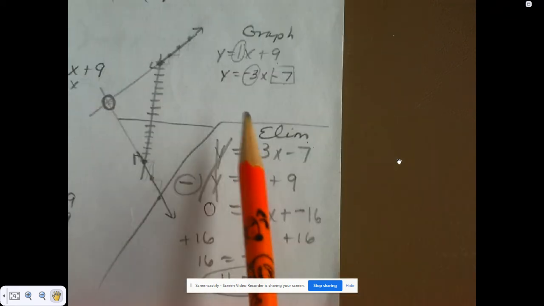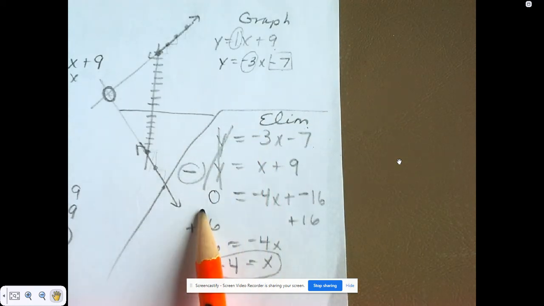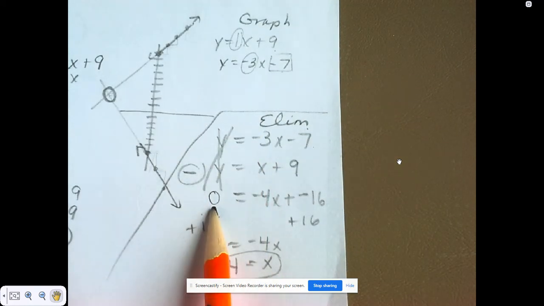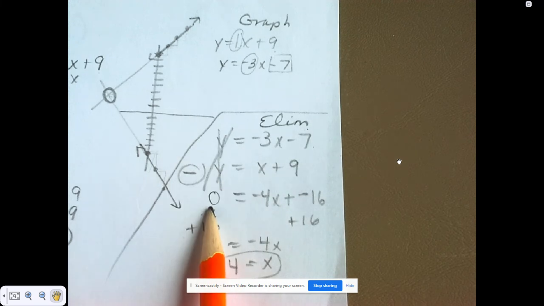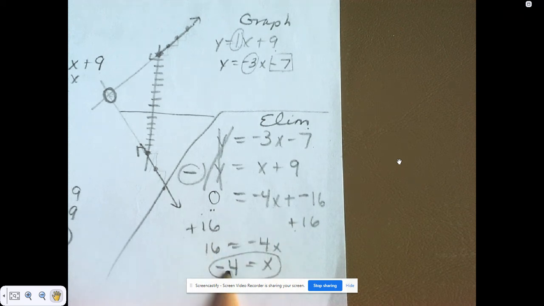Elimination. Some of you said, well, I can't take away the y and the y. You can do that. It's a little weird that we haven't done a lot like that, but you could end up with 0 equals negative 4x plus negative 16. To get rid of that negative 16, you add 16 to both sides, and you end up with negative 4, and then you would plug that back in, negative 4 plus 9, to get the 5 the same way. So again, those are all showing solutions.